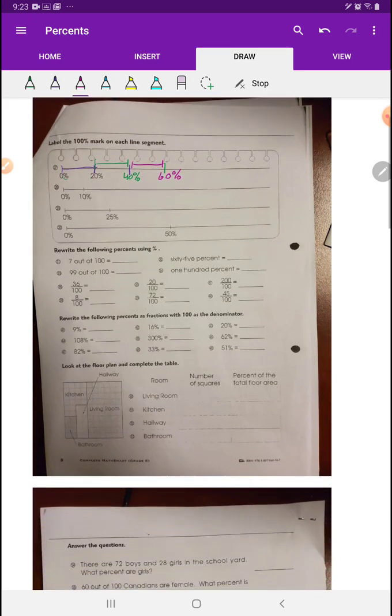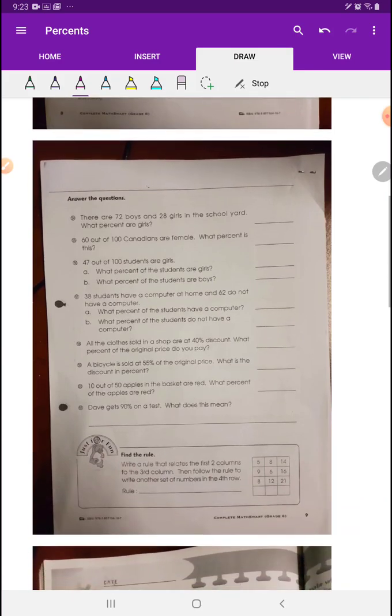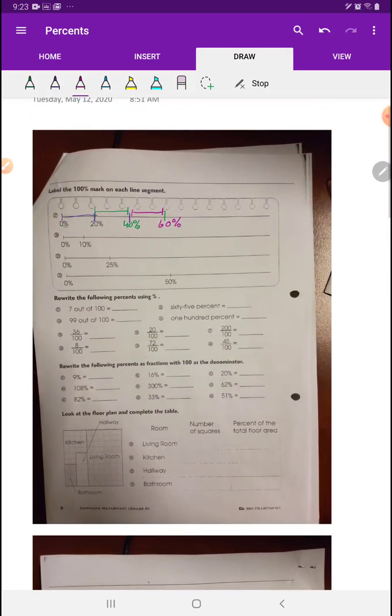Okay. This, by the way, is the grade 5 work. Right here, grade 5, you can see we've got pages 8 and 9. So it's just a continuation from your previous work. Here, this is really easy. This is just a continuation, use a percent sign. Okay, make sure you have a percent sign.